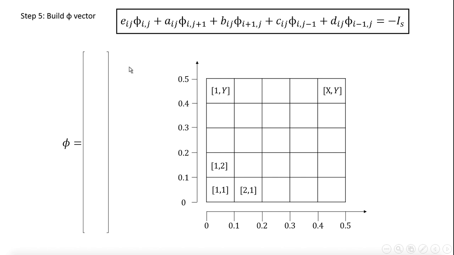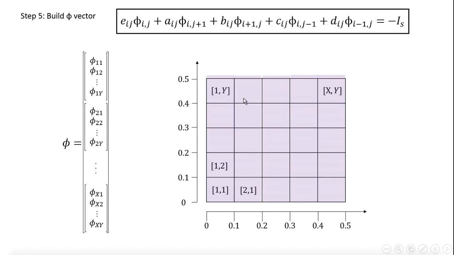So we are going to use what's called column stacking. So we're going to take each column in here and just put it up here, as you can see. So for every one of these squares, we have a phi value. So this is phi 1,1, phi 1,2, and so on, up to phi 1,y. Now we do the same for the next one. As you can see, column stack, and we stack columns on top of each other. All right, so we have a very, very big phi vector.